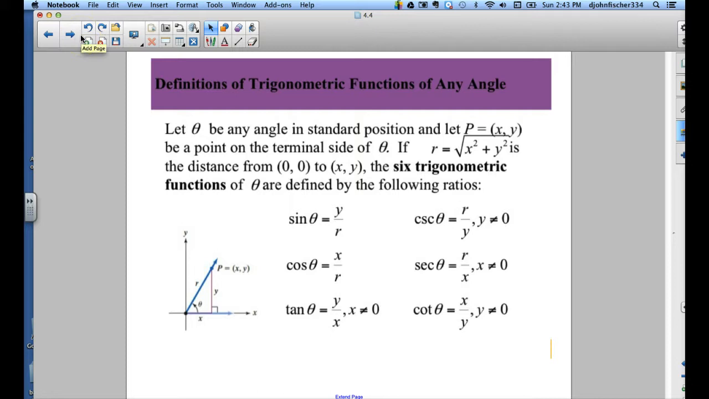So, first of all, definitions of trigonometric functions of any angle. Let theta be any angle in standard position, and let (x, y) be a point on the terminal side of theta. If r equals the square root of x squared plus y squared, the distance from 0 to (x, y), the six trigonometric functions of theta are defined as follows. They still have to be a right triangle. Sine of theta is y over r, cosine is x over r, tangent is y over x, and so on down the line. You'll notice that y cannot equal 0 and x cannot equal 0 for some of them, mainly because the denominator cannot equal 0.